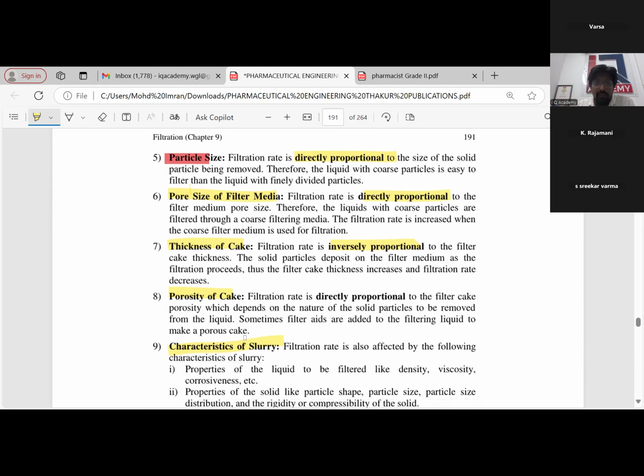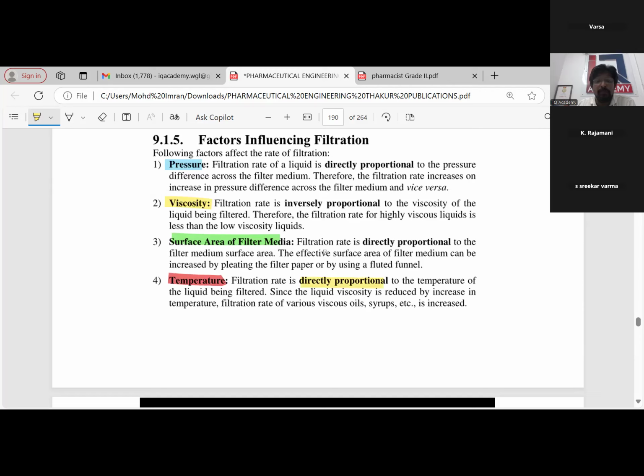Thickness of the cake is inversely proportional. Porosity of the cake is directly proportional. In that case, right? So factors చూసుకోవాలండి. Temperature is always directly proportional for filtration. ఎంత temperature పెంచితే అంత filtration easy అవుతుంది, right? And the surface area is directly proportional. Viscosity is inversely proportional. Pressure is directly proportional. Please note it down. And ఈ త్రీ ఫార్ములాస్ చూస్తే మనకు అర్థమైపోతుంది ఏది డైరెక్ట్లీ ప్రపోర్షనల్, ఏది ఇన్వర్స్లీ ప్రపోర్షనల్.